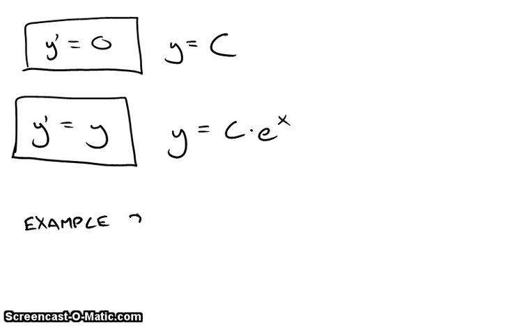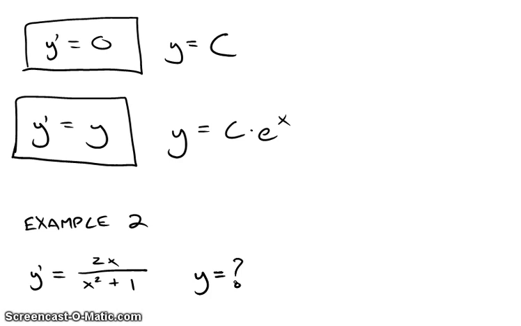Example 2. And it says finding a particular solution. So they give us a differential equation: y prime equals 2x over x squared plus 1. Our job is to find some function y that will satisfy this equation. We're looking for something we can take the derivative of that gives us 2x over x squared plus 1.